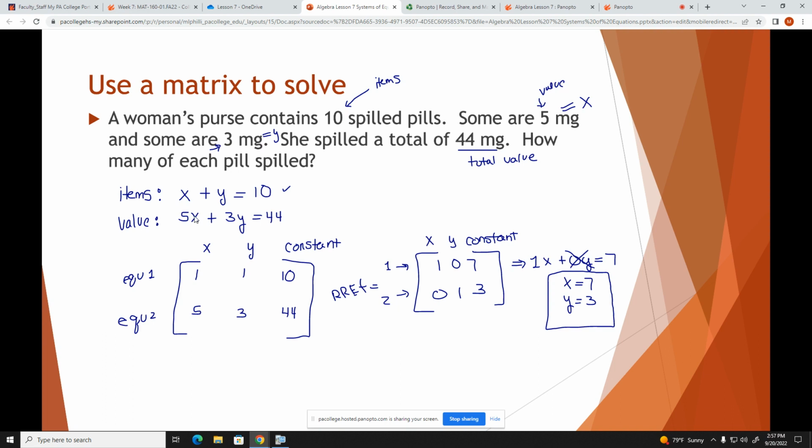I actually can check the second one as well. So we said that x is 7, so this would be 5 times 7 plus 3 times 3, and that's supposed to equal 44. So does it? We would get 35 plus 9, and that indeed does equal 44. So we can see that it checks there as well. And so matrix is a technology-dependent strategy that would solve a system of equations. Rather than doing the elimination or substitution method by hand, we have a way that technology can help us solve the system.